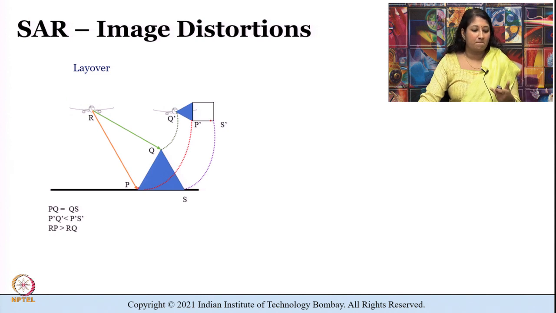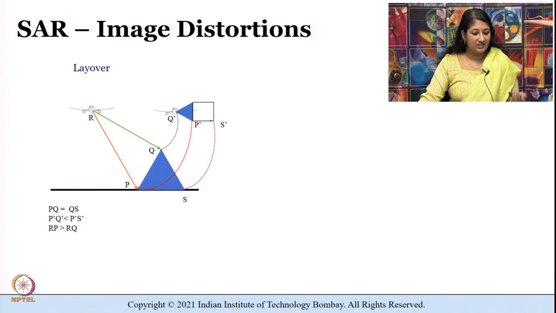So, assume the platform, that is aircraft, is flying over a mountain, okay, say the Himalayas or any other mountain. And assume that the target, that is whatever you see in the blue shaded triangle, is the target. Assume the slope of the target is very steep, such that the top of the mountain may be closer to the instrument than the base of the mountain, which means Q is closer to the platform than P.